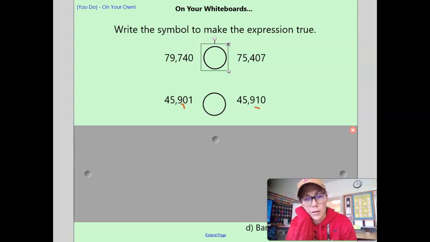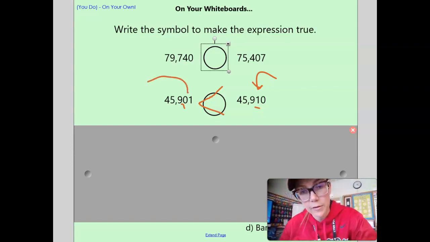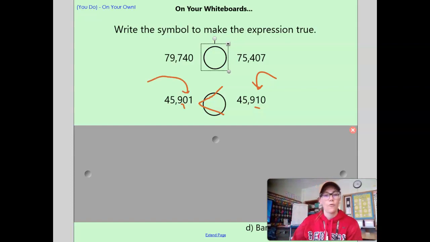That means that the first number is less than the second number because my place value of 10, or the 1 digit, meaning 10, is greater than a place value where the 0 is in the 10s spot. 45,901 is less than 45,910.